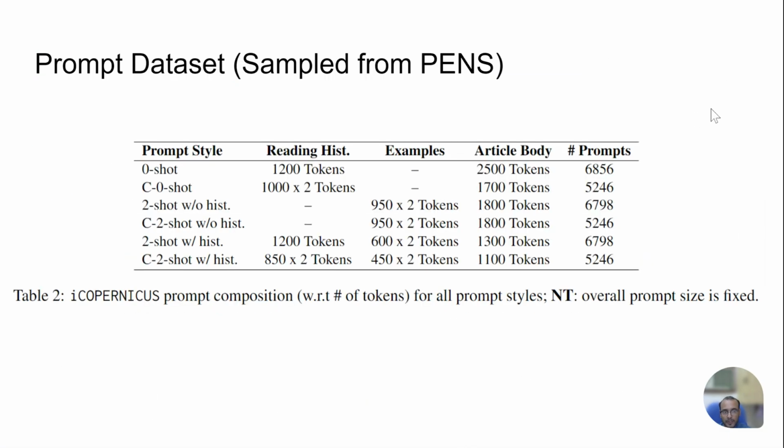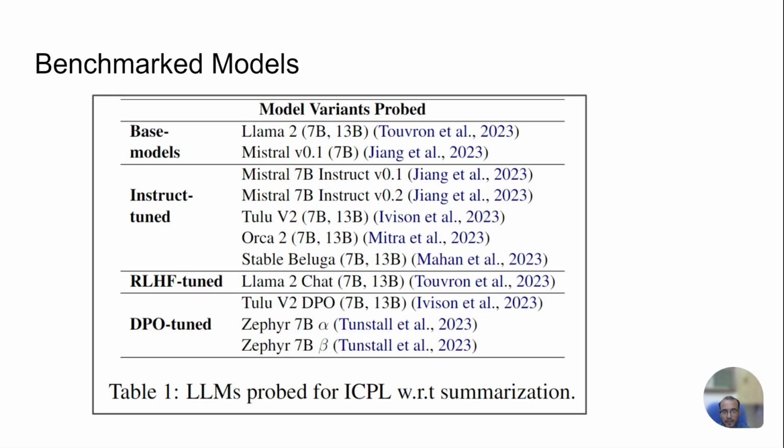So these are the statistics of the prompt dataset that was sampled from this dataset, and the overall prompt size remained fixed for fair comparison. These were the benchmark models. The baseline models remained Llama 2 and Mistral, while we looked into three different paradigms of fine-tuning: instruction tuning, RLHF tuning, base tuning, and DPO tuning.